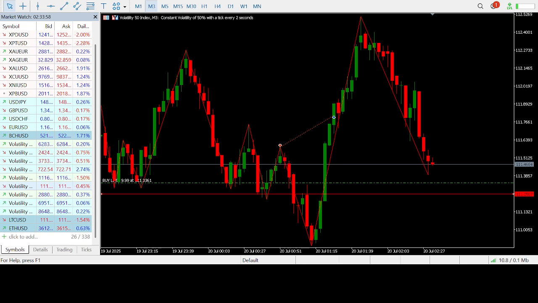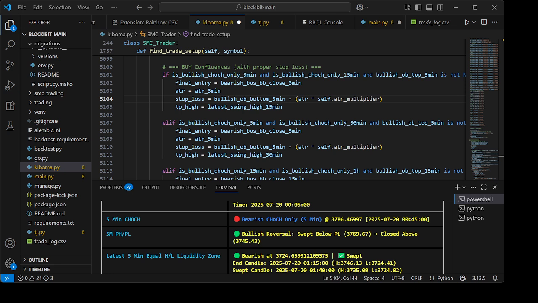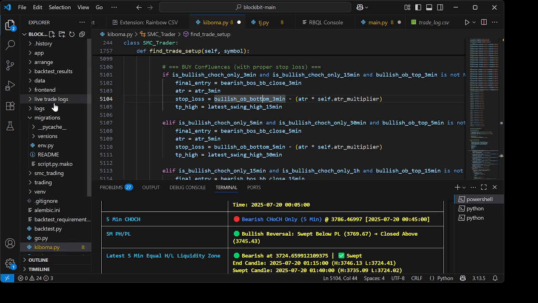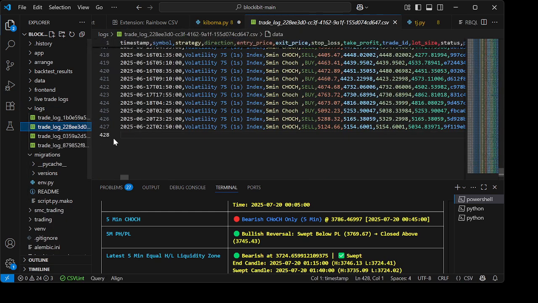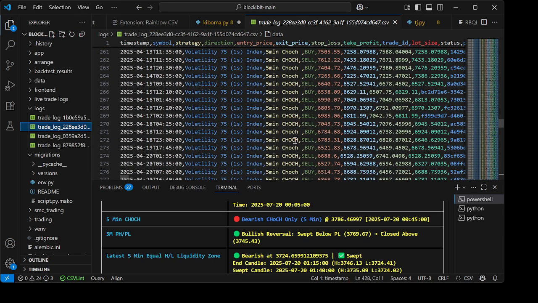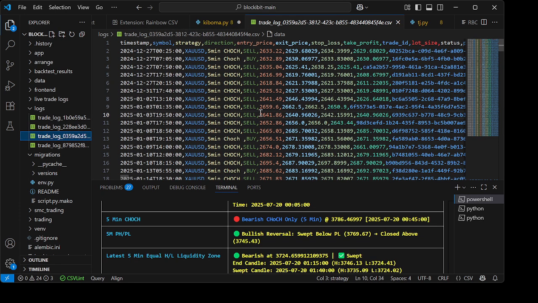Something that is interesting. For the backtest that I've done so far, I can show you the logs. I have the logs here, and wow, this is a lot. So basically, these are the logs that I have. This is volatility 75. I've done it only for volatility 75 and the gold. So these ones seem to perform pretty good.